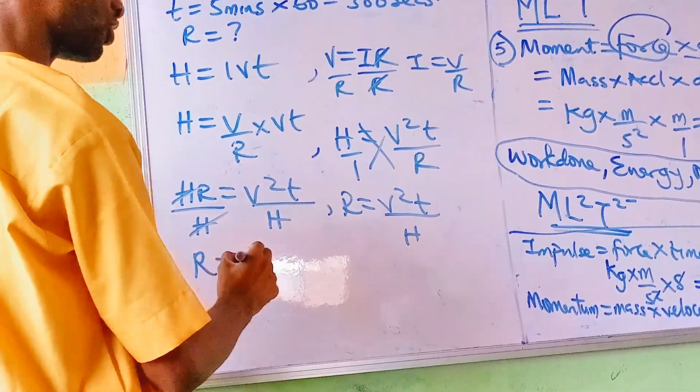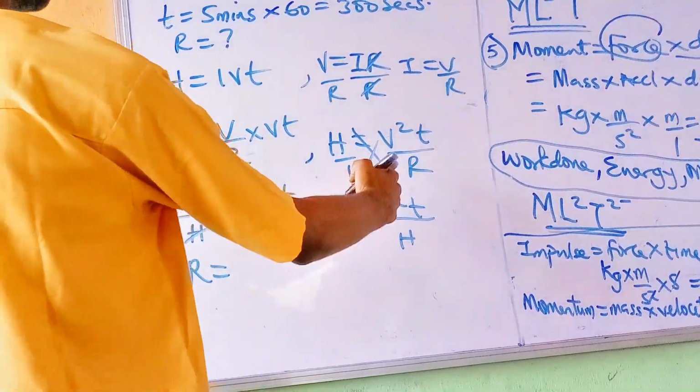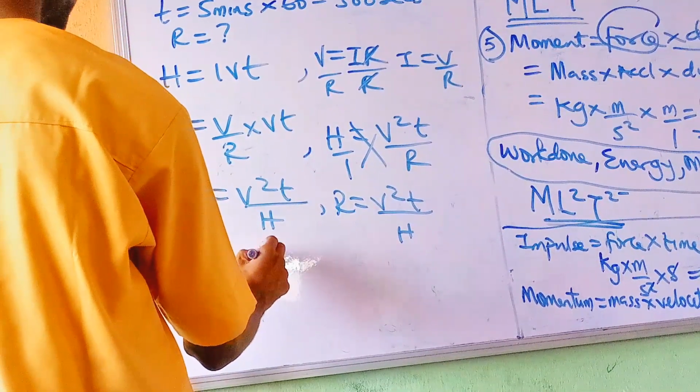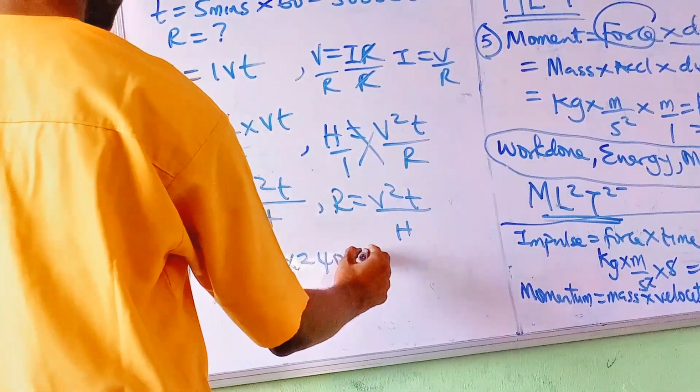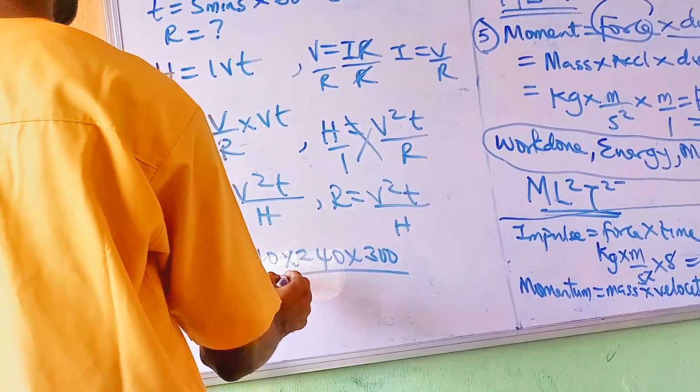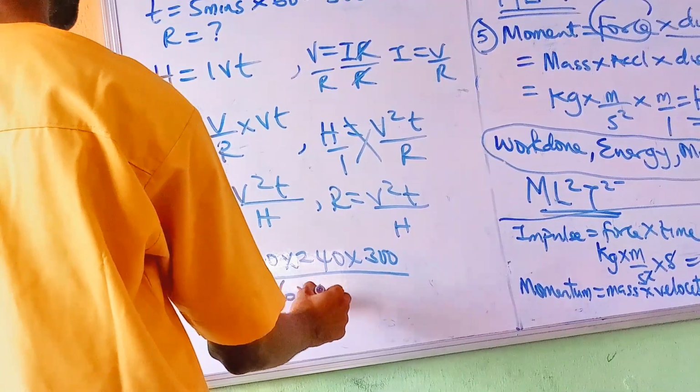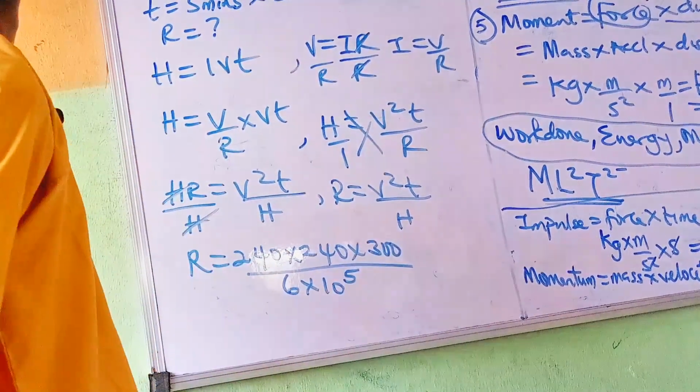And then your R is going to be, what is your V? Your V squared, V is 240, so 240 times 240, times our T, which is 300, all over H, which is 6 times 10 raised to the power 5.